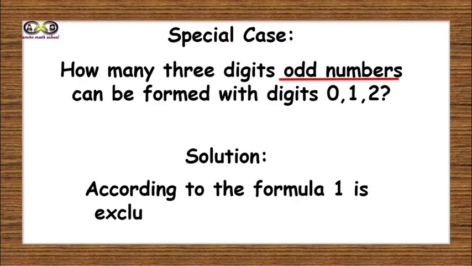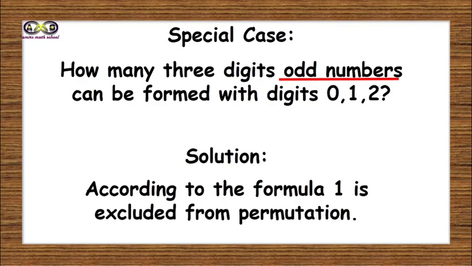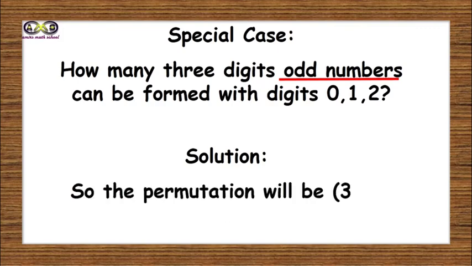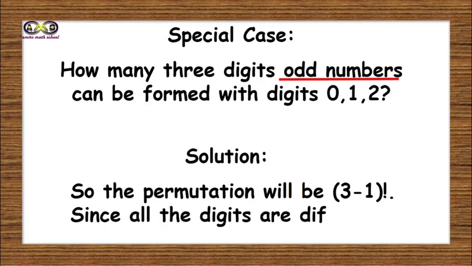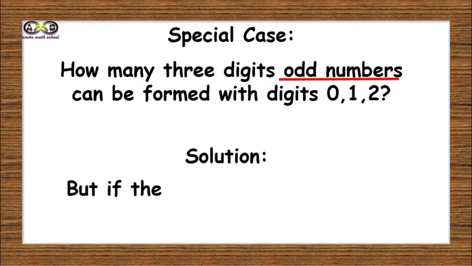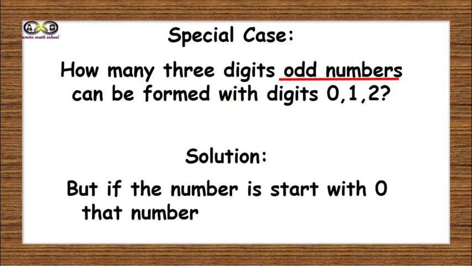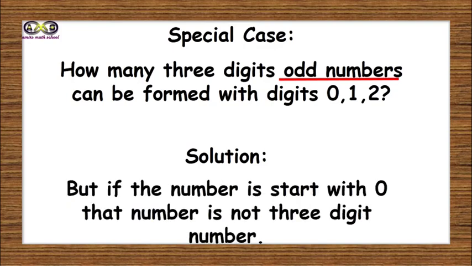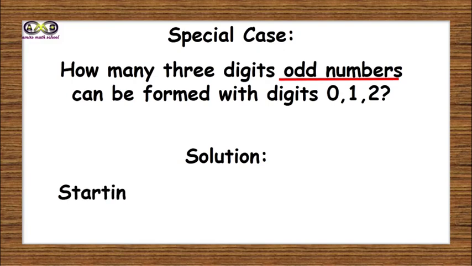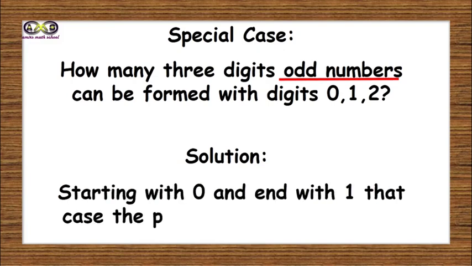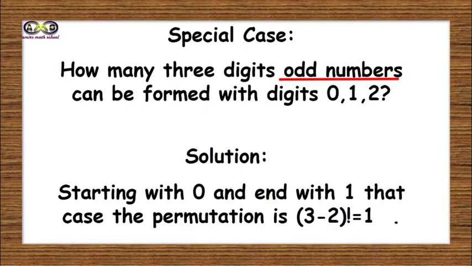According to the formula, 1 is excluded from the permutation. So the permutation will be 3 minus 1 factorial, since all the digits are different here. But if the number starts with 0, that number is not a 3-digit number. Starting with 0 and ending with 1, in that case the permutation is 3 minus 2 factorial, which is 1, because the first position is fixed with 0 and the last position is fixed with 1.